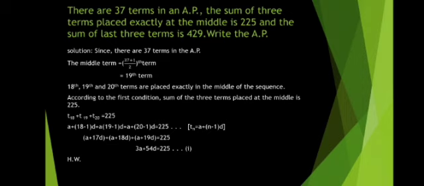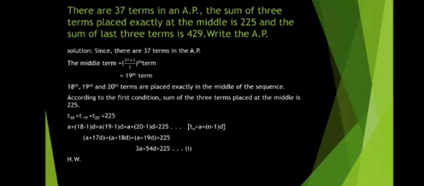Now first what we'll do? First we'll find the three terms which are placed exactly at the middle. First we'll find the middle term. So how many terms are there? 37. So the middle term is equal to (37 plus 1) whole upon 2. So we'll get 38 upon 2. The half of 38 is what? 19. So the 19th term is the middle term.